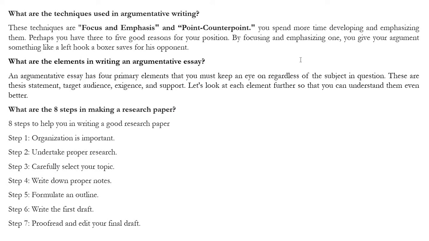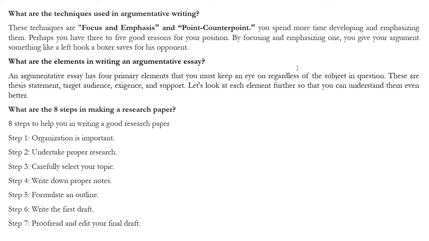What are the 8 steps in making a research paper? If you want to write the best argumentative research paper, you must follow these 8 steps. These 8 steps help you in writing a good research paper. Step 1, organization is important. Organization means collecting the information to make a different sequence of approaching method. Second, undertake proper research. Interlink between existing system, proposed system, like literature survey, existing system, proposed system, and some of the algorithms you may use, or the results and conclusion. These are the flow of information, flow of work.